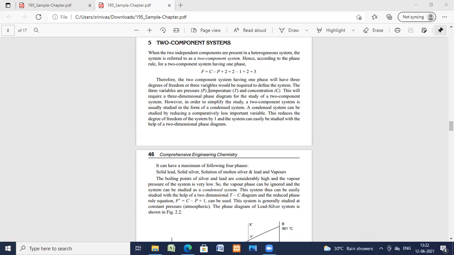The 3 variables are pressure, temperature and concentration. It requires a 3-dimensional phase diagram for the study of a two component system. Now let us simplify the study of the two component system. It is a condensed system. A condensed system can be studied by ignoring a comparatively less important variable. This reduces the degrees of freedom by 1, and the system can easily be studied with the help of a two-dimensional phase diagram.